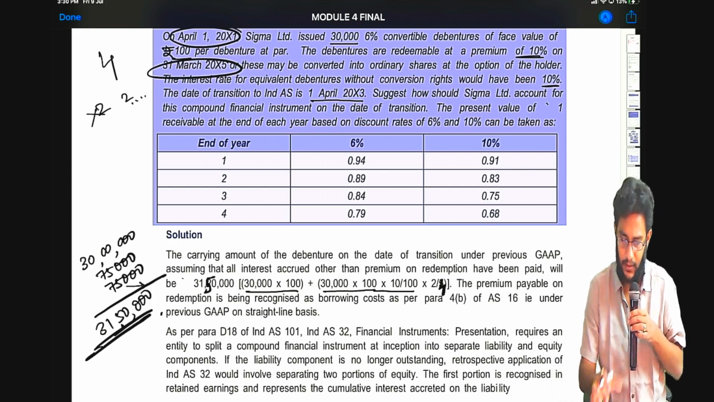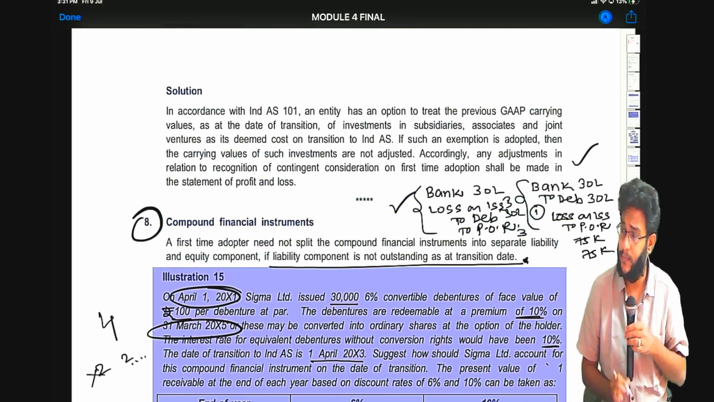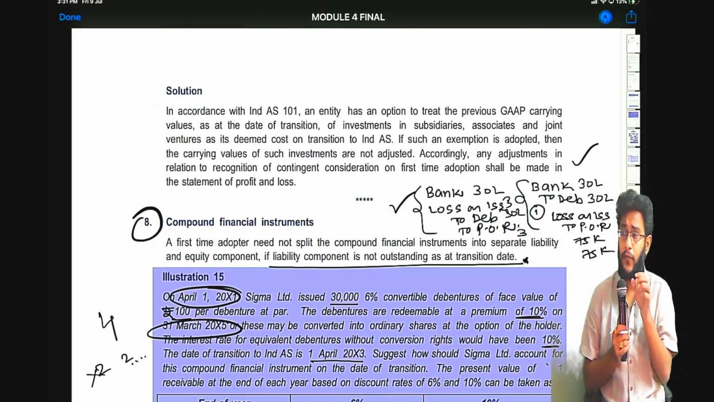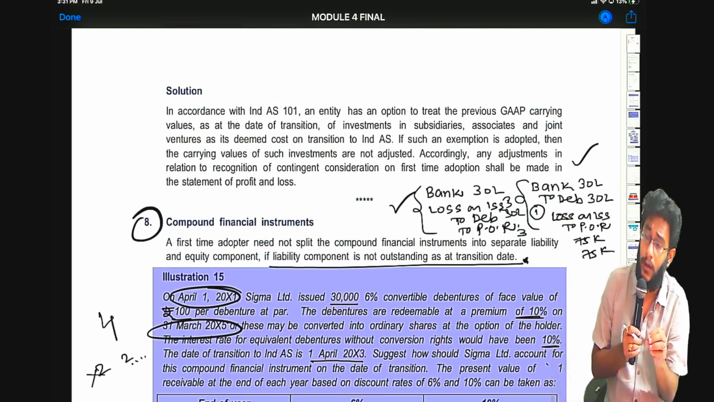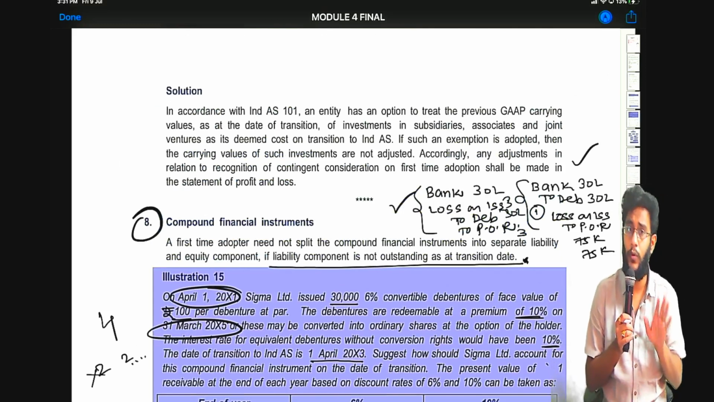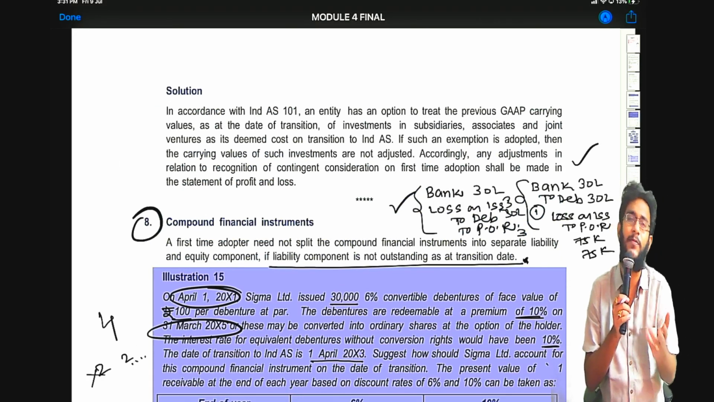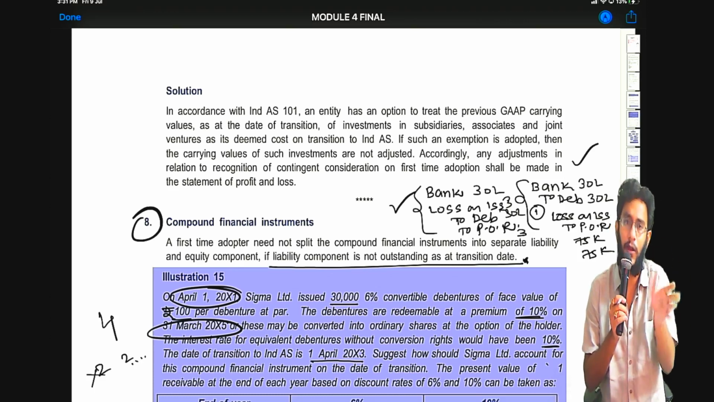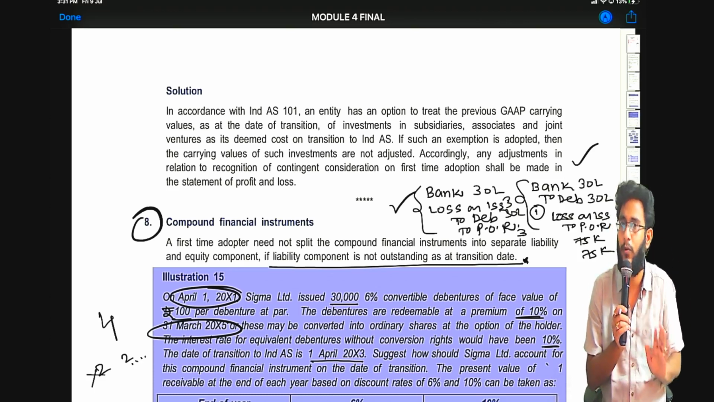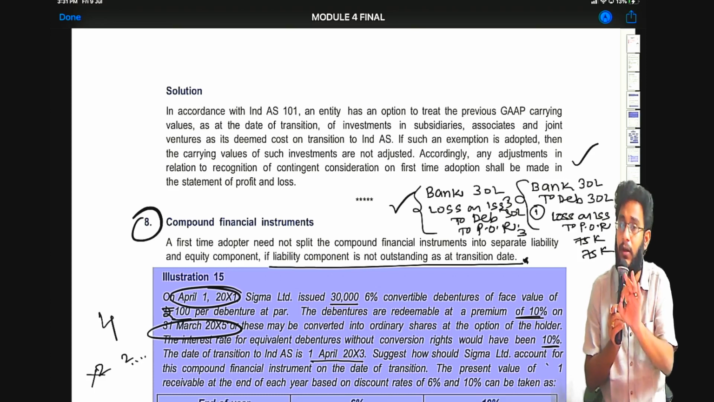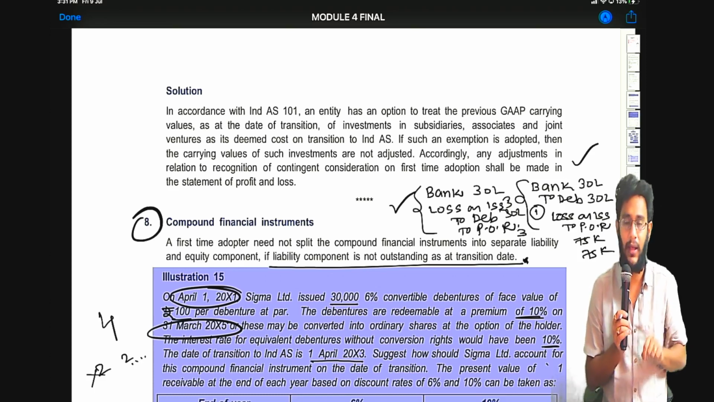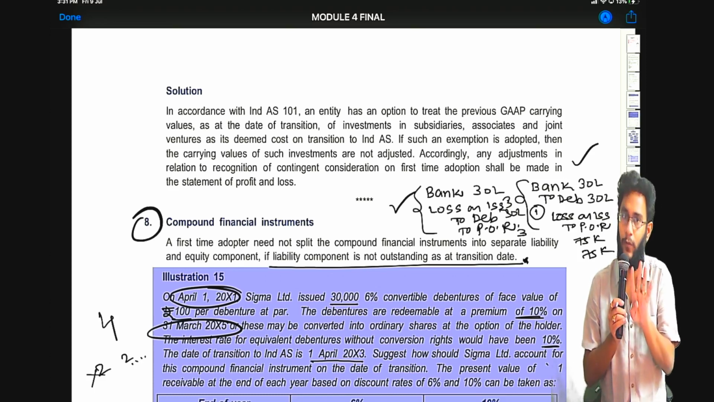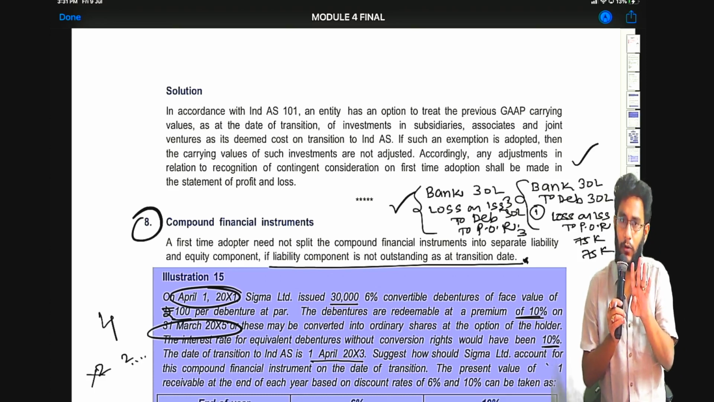Now you see, sir, the exemption given to you is this. What is this exemption? If there is no liability component outstanding, then you are allowed to not split the liability, that is, the compound financial instrument, at all. You need not do any split accounting if the liability component is not outstanding. But in our case, the debentures have a life of 4 years, right? Until now 2 years have already passed. Another 2 years is there.